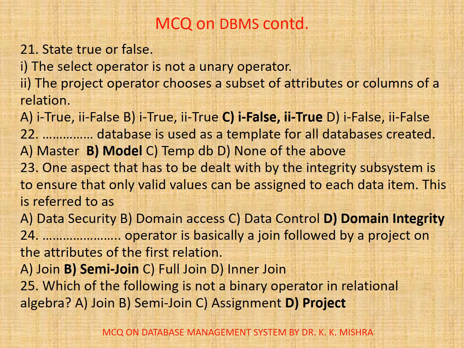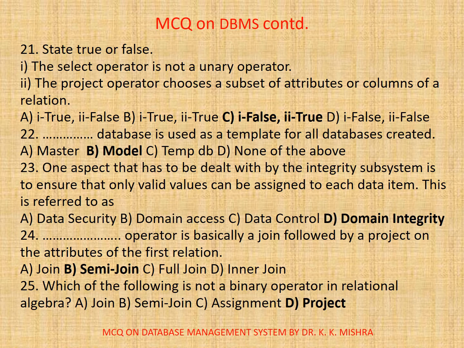Question number 24. Dash operator is basically a join followed by a project on the attributes of the first relation. Options are A, join, B, semi join, C, full join, D, inner join. Correct option is B, semi join.